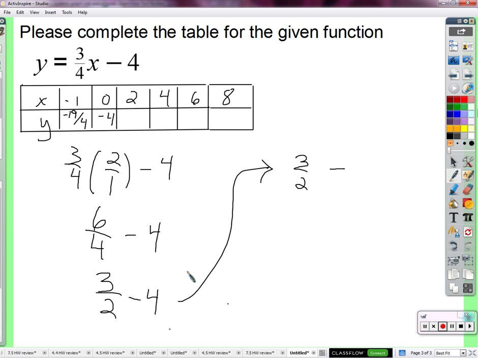16 fourths. How many halves? 8 halves. So 3 halves minus 8 halves, that's negative 5 halves. Guys, negative 5 halves is what we have, right?